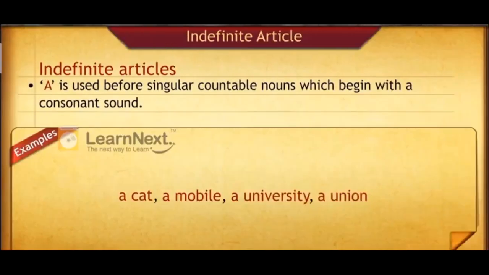Now indefinite articles. A is used before singular countable nouns which begin with a consonant sound. जो नाउन सिंगल जिसको हम काउंट कर सकते हैं, like cat, we can count cat 1 2 3 4 just like that. We can count a mobile, right? How many mobile phones do you have? We can count it. A university, how many universities are there? We can count it. A union, how many unions are there? We can count it. So when there's a countable word or countable nouns, we use a or an, whatever you prefer, right?